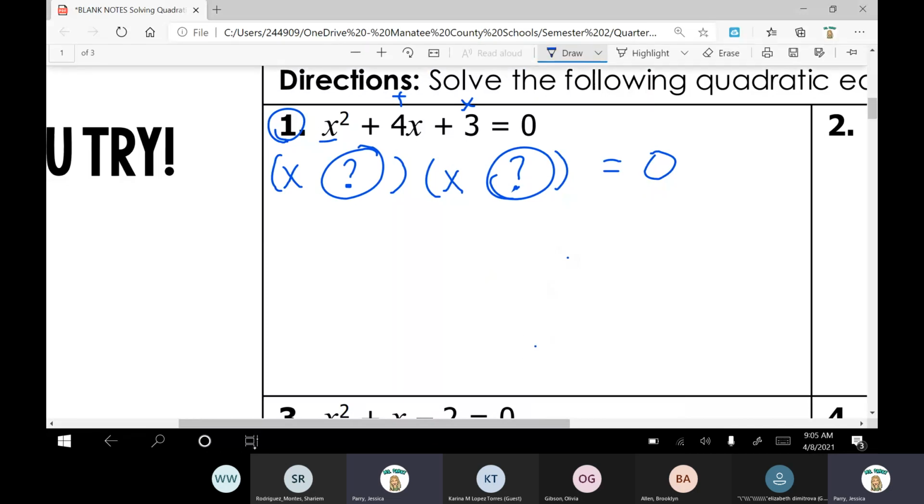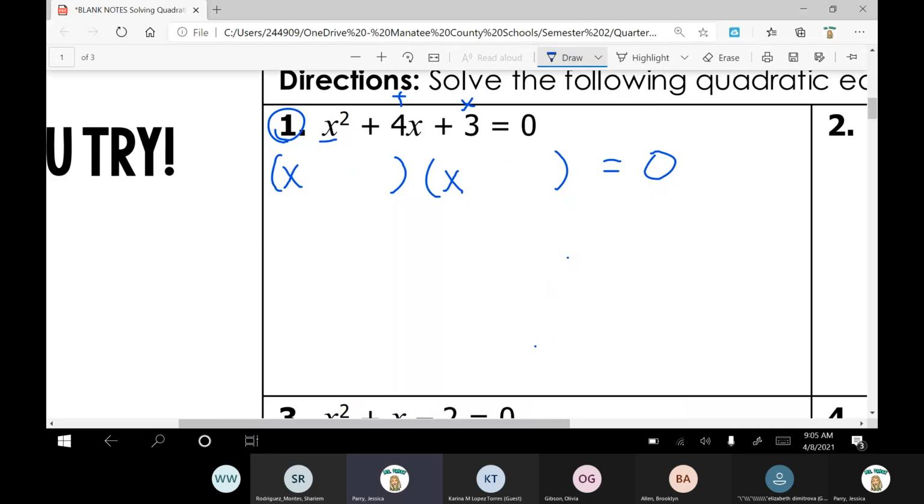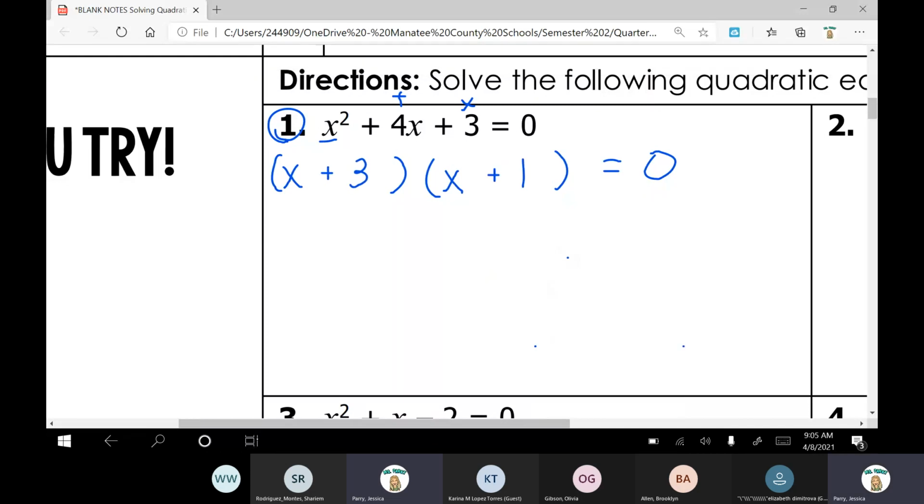Okay, so for this, let's do 3 times 1, or positive 3 times positive 1. I see someone typed in there. Awesome, thank you. Positive 3 times positive 1 is positive 3. That one works. And then when you add those numbers together, 3 plus 1 is positive 4. Perfect. So they both work. That was our second step. Our next step is set each factor equal to 0 and solve for x.